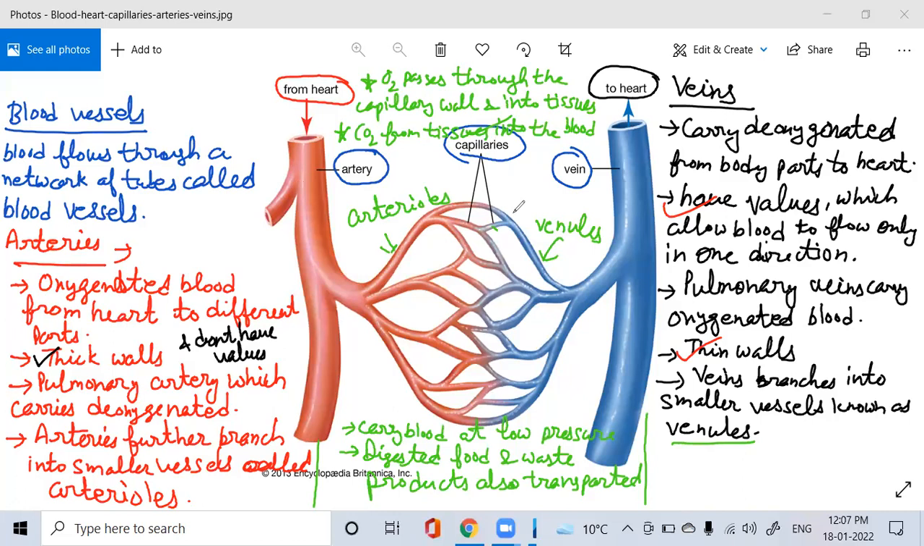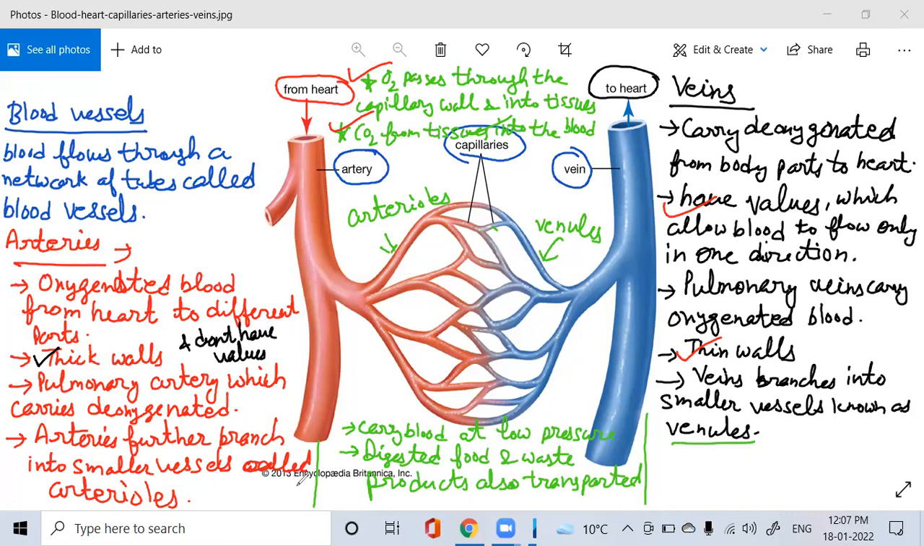Then function: we know that arteries carry oxygenated blood. They carry blood from the heart to the different parts of the body. Veins carry blood from all the parts to the human heart, right? And capillaries, I told you about this capillary function. So from here you can write down: oxygen passes through the capillary wall and into the tissues, and CO2 from the tissues into the blood.